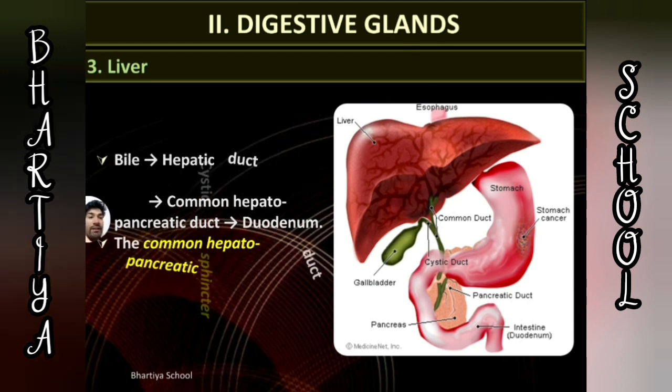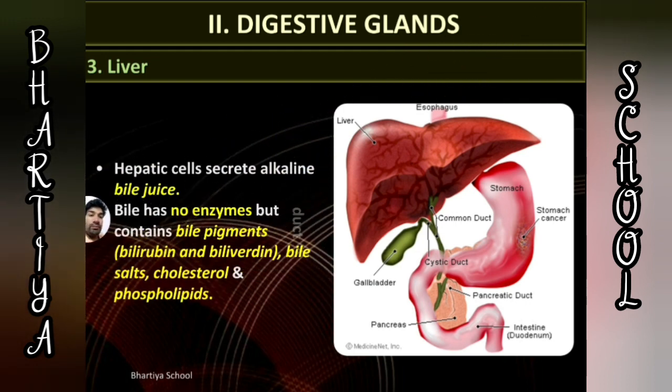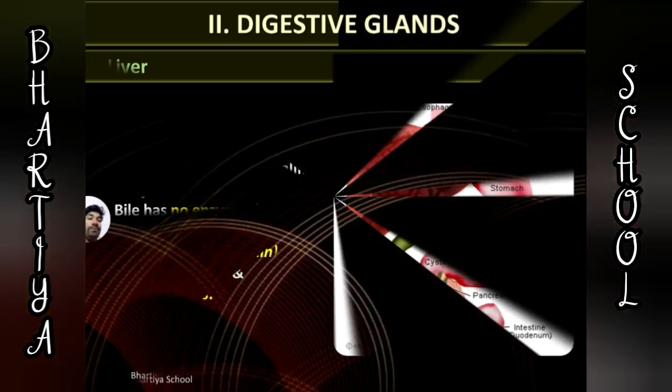The common hepatopancreatic duct is guarded by a sphincter called the sphincter of Oddi. Hepatic cells secrete the bile juice. This bile juice is alkaline in nature and does not contain any enzymes, but it contains bile pigments such as bilirubin, and some bile salts, cholesterol, and phospholipids.